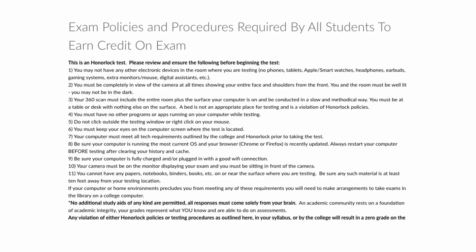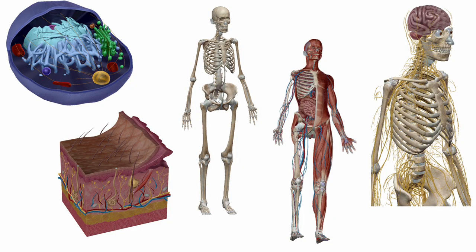And now that you know all of this, I encourage you to explore your Canvas shell. Make sure you're confident about all of the items that are there to help you find success in the course and that you're able to navigate it quickly and easily. And then you're on your way to learning about cells, tissue types, the integumentary system, the skeleton, the muscular system, and the nervous system. I wish you all the best on your journey.